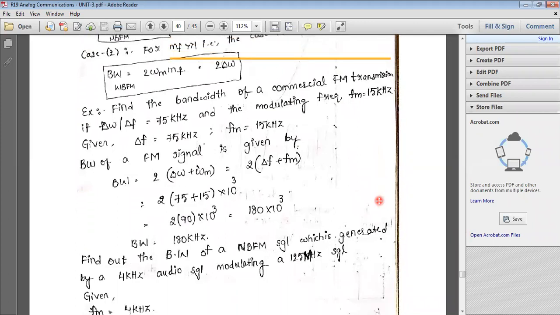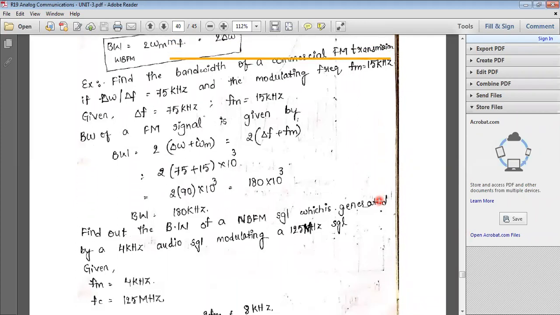Next, find out the bandwidth of a narrowband FM signal which is generated by a 4 kilohertz audio signal, modulating with a 125 megahertz signal.